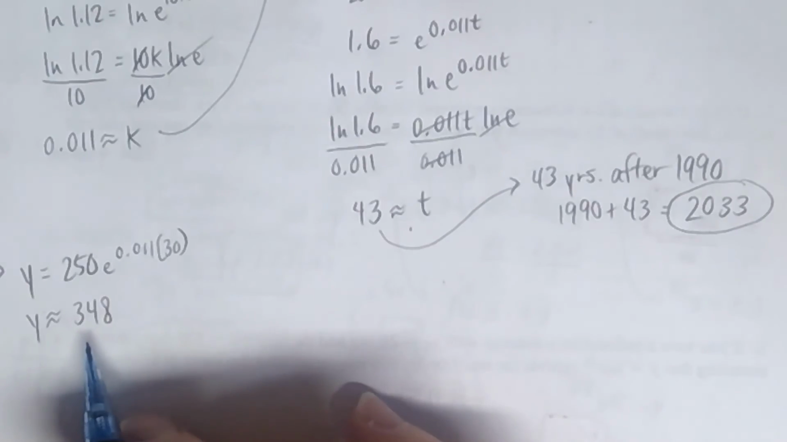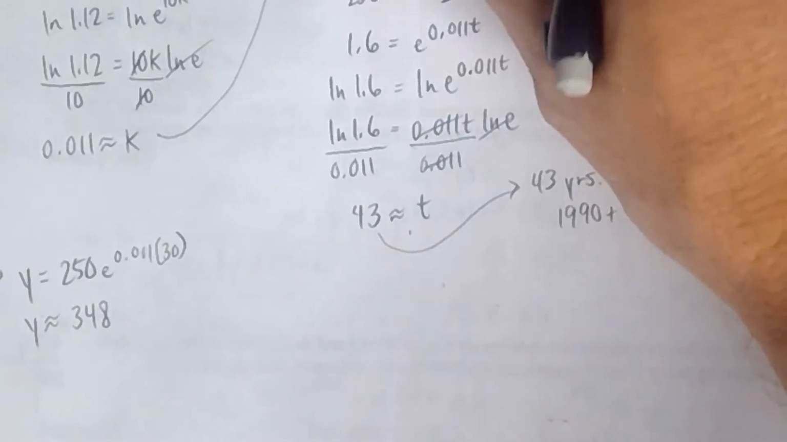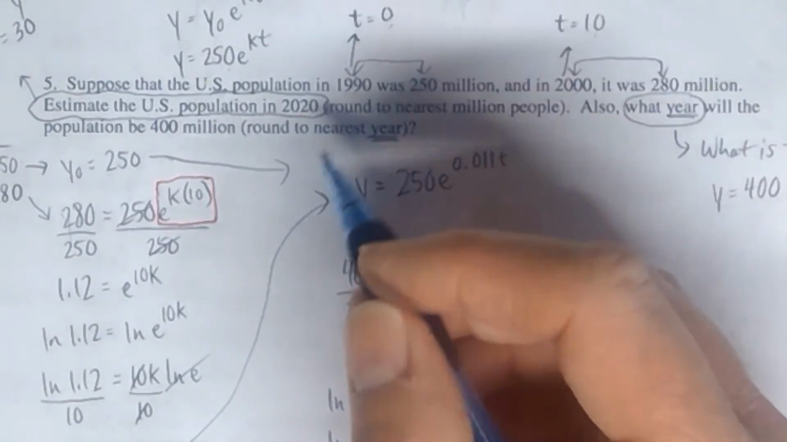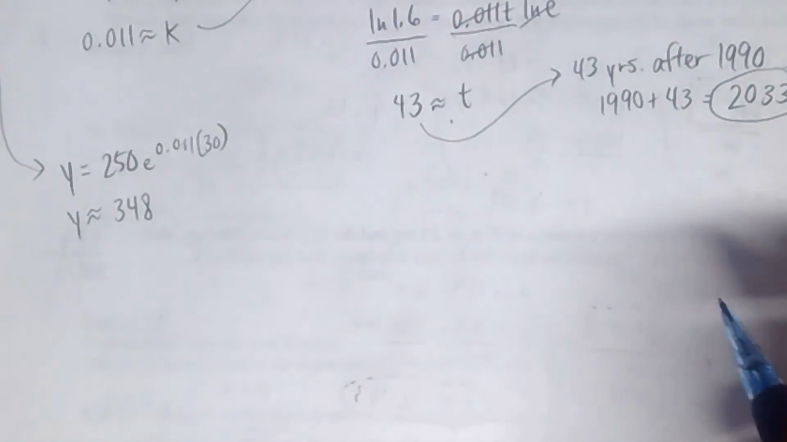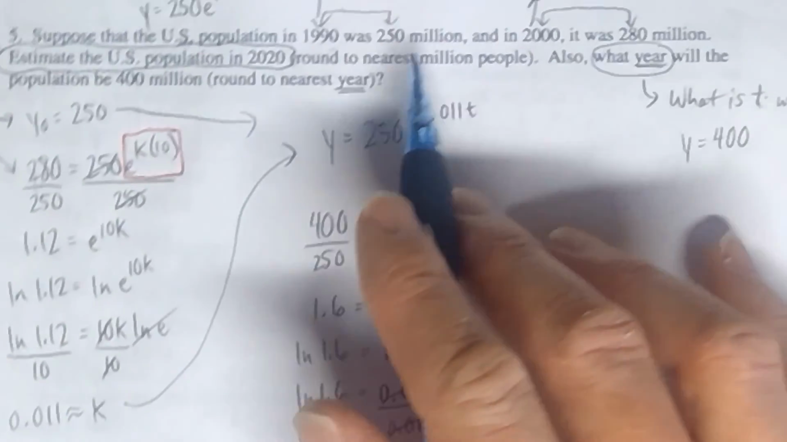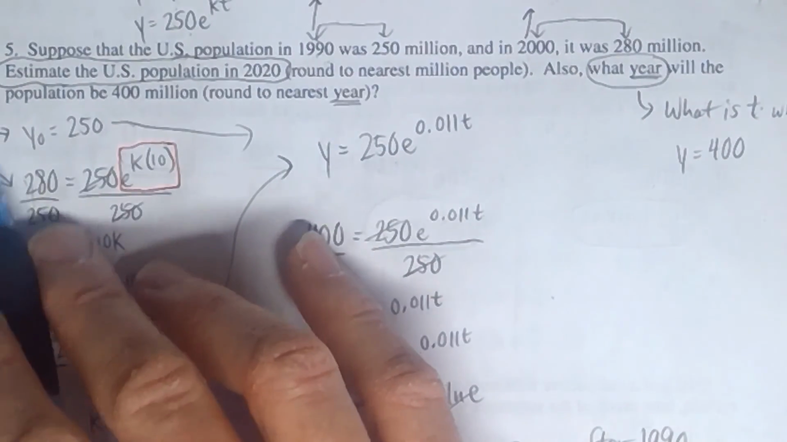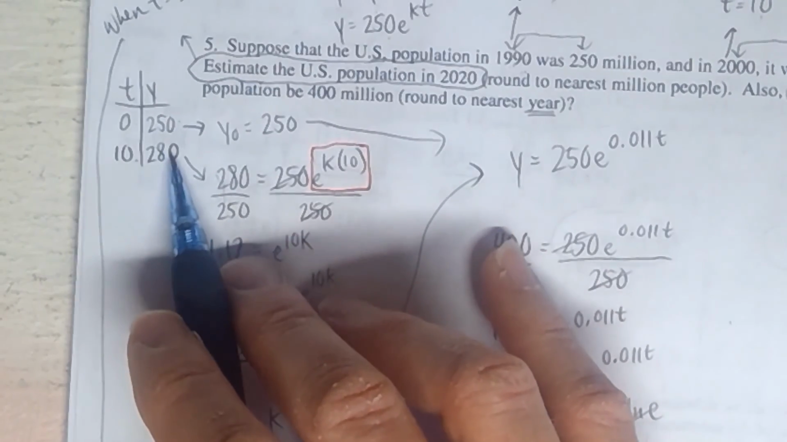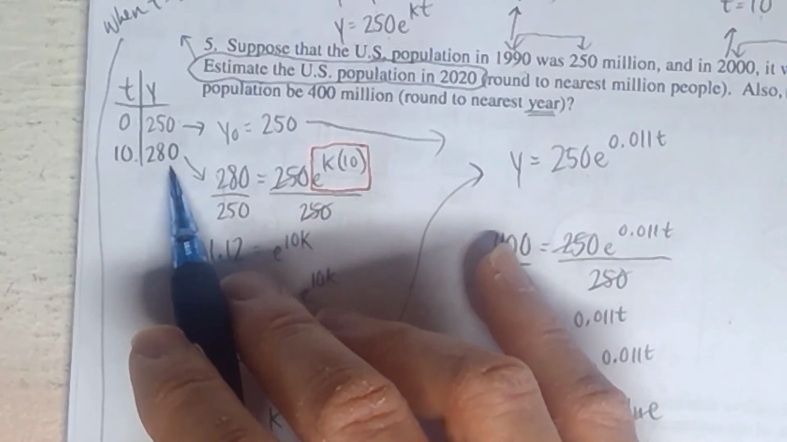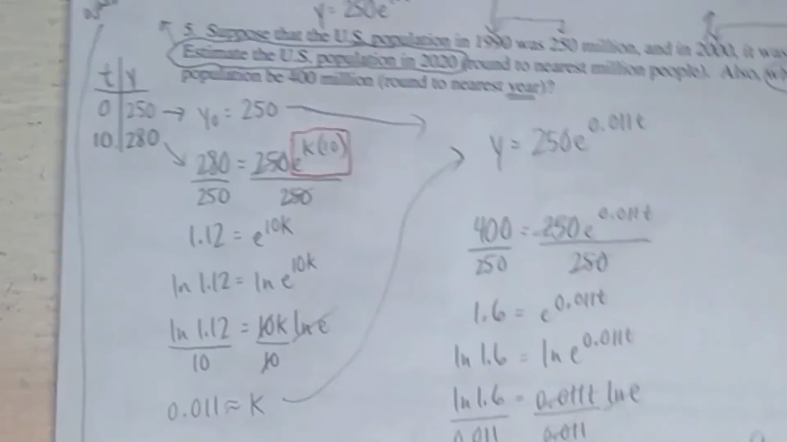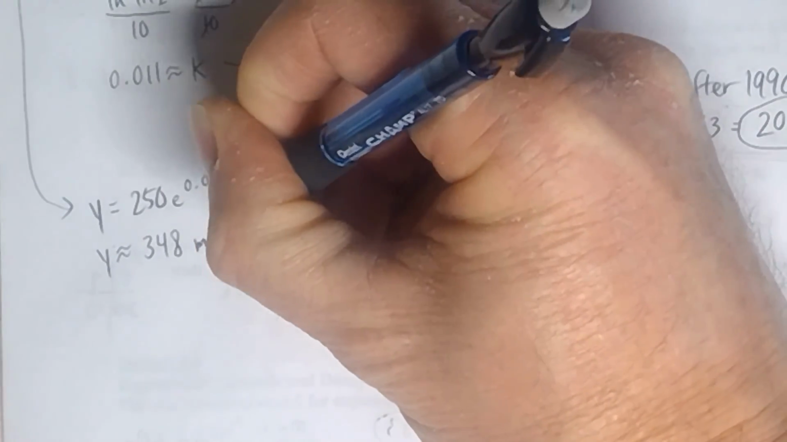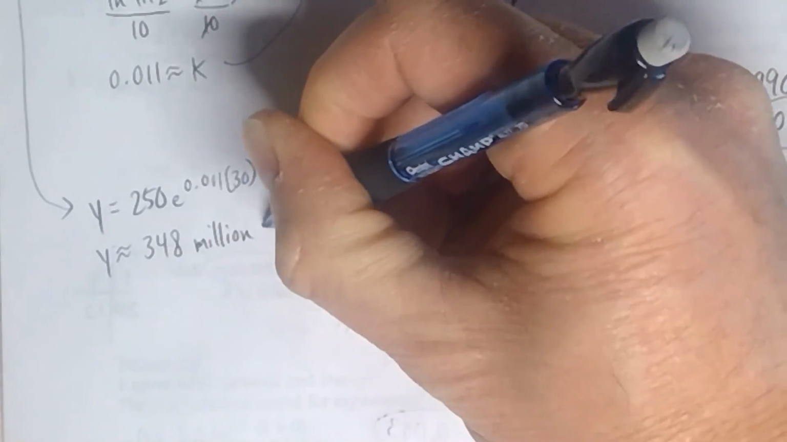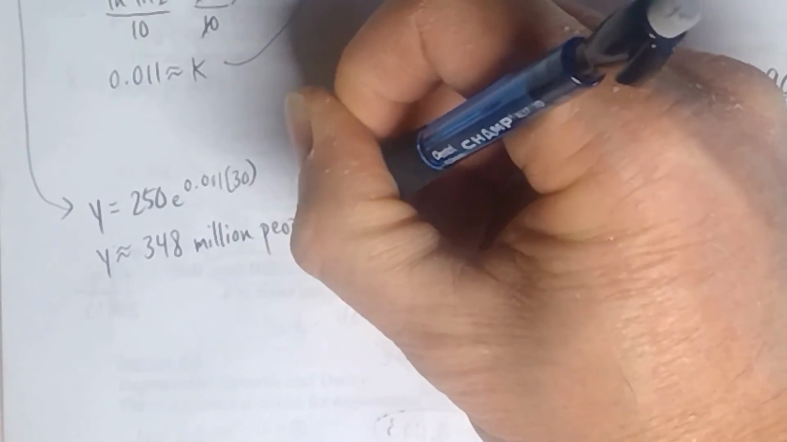But how is Y measured though? Y, because it's population, it's measured not just with people. You don't just say 348 people, right? Of course not. The U.S. is way bigger than that. No, it's measured in millions like we talked about, right? So any Y value or a Y naught value that you get will already be in millions. And so 348 is not just people, it's million people. 348 million people.